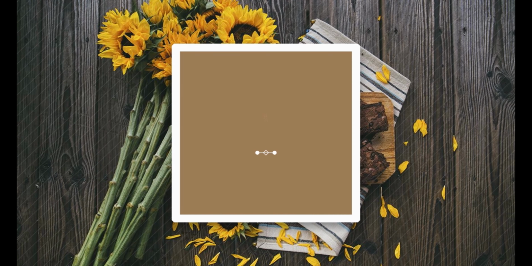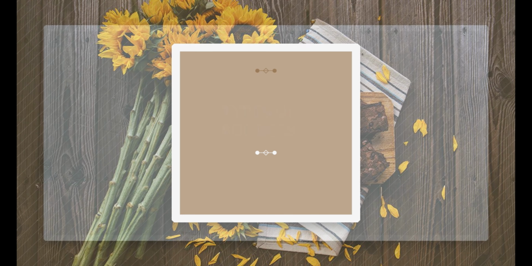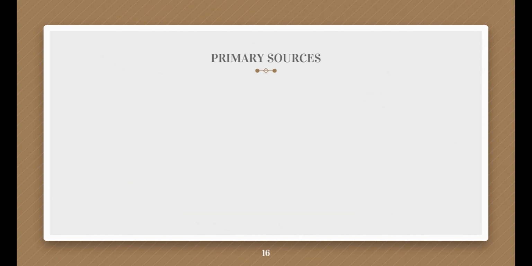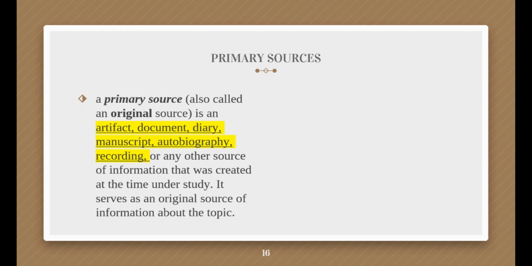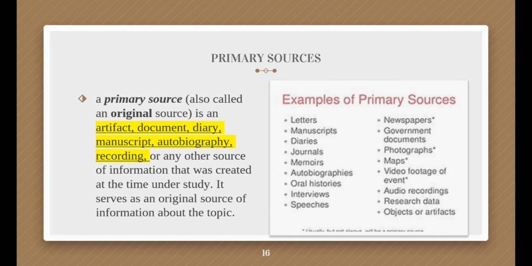Types of sources. There are 2 types of sources you can use for research. The first one is the primary source. A primary source, also called an original source, is an artifact, document, diary, manuscript, autobiography, recording, or any other source of information that was created at the time under study. It serves as an original source of information about the topic.